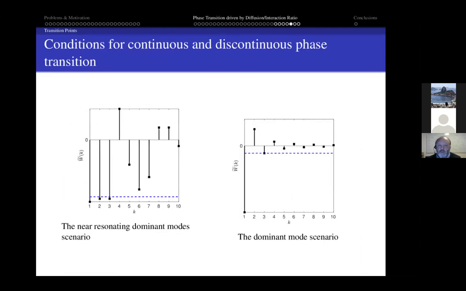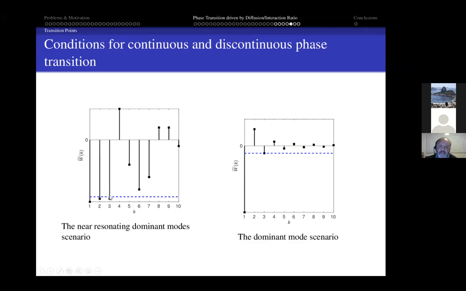Okay, so I'm going to give you the two results that we prove in this direction and explain them with pictures. We gave two theorems, one that implies that the transition point is continuous, and another one in which you prove that the transition point is discontinuous. Let me first concentrate on the right. You have the dominant mode scenario: your first mode is negative and is much larger than the rest of the negative Fourier modes. This is the scenario like Kuramoto, in which you have only one Fourier mode and it is negative. That case leads to a continuous phase transition, always.